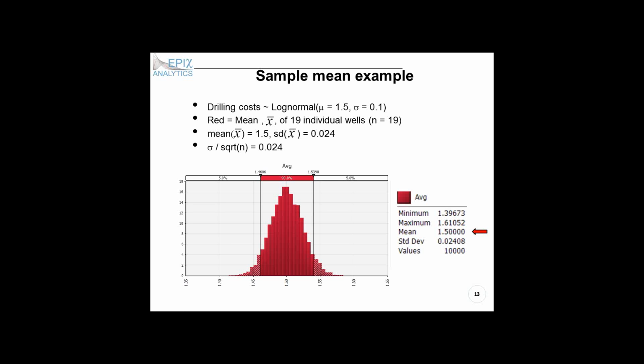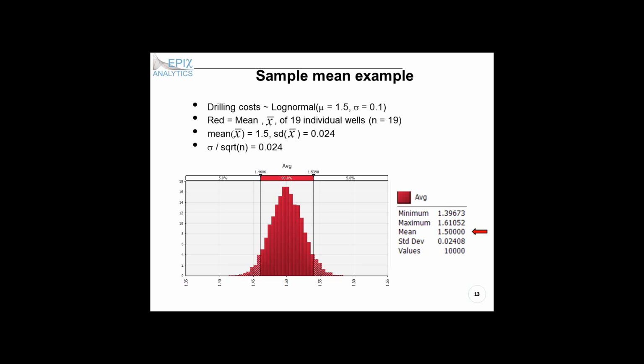In this case, we're looking, say, at drilling costs, and drilling costs are distributed as log normal with a mu of $1.5 million, say, and a sigma of 0.1. And now this red histogram, this is the distribution of the mean, x bar, of 19 individual wells. I simulated the drilling costs for 19 wells and took their average, and that's what we built this distribution on. And so the mean of this distribution is 1.5. So it's mu. It's the same as the original distribution, just as the central limit theorem suggests.